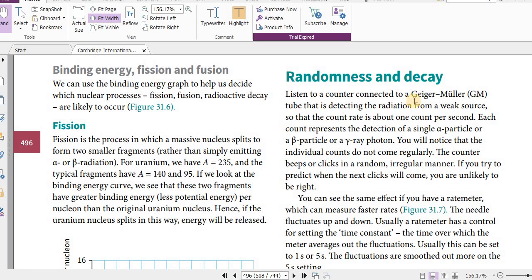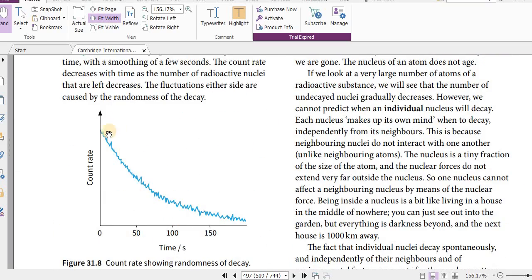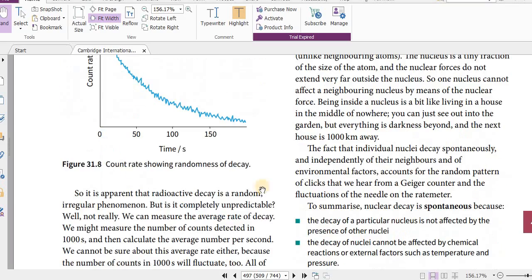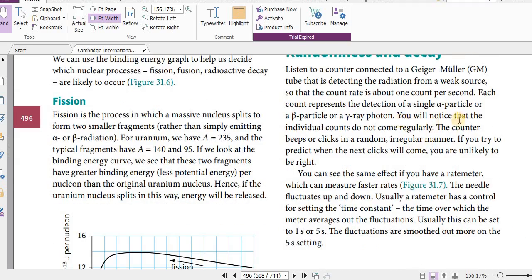Okay, so for more details you can see how the Geiger-Müller tube works when detecting radiation. You will notice that individual counts do not come regularly, so that's why we have this. Here, count rate showing randomness of decay. The counter beeps or clicks in a random, irregular manner. If you try to predict when the next click will come, you are unlikely to be right.